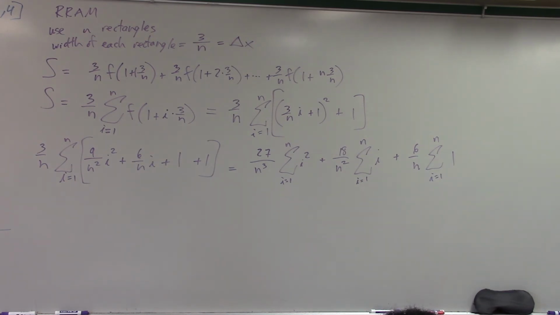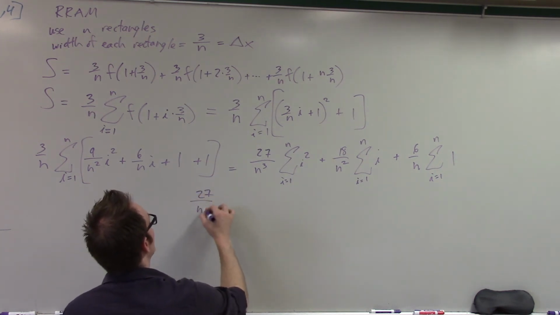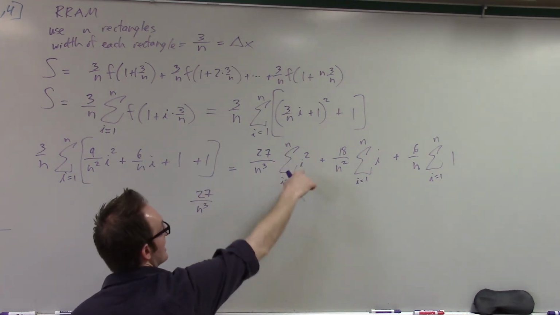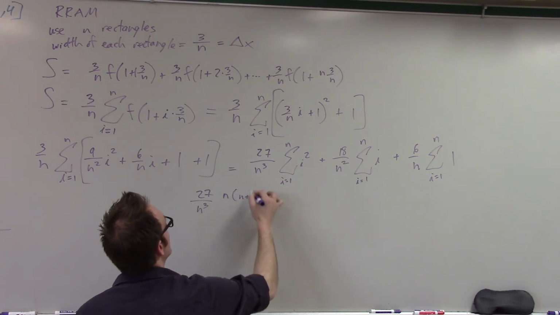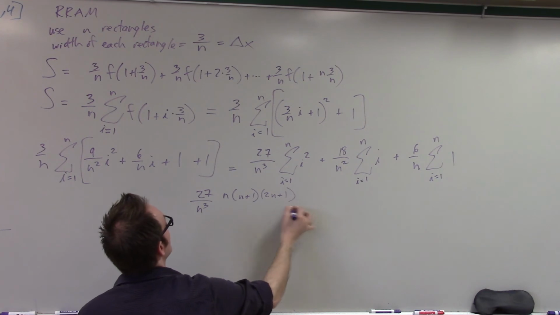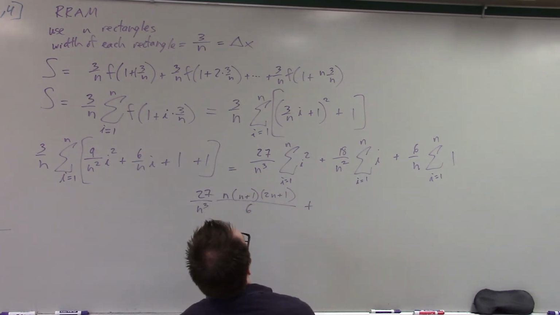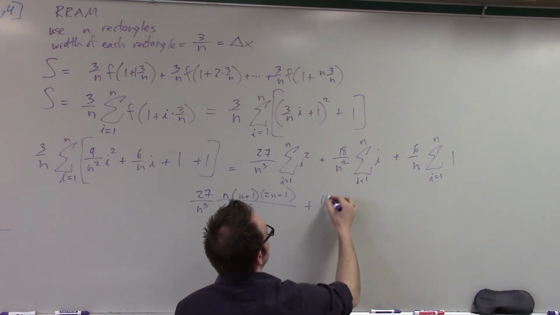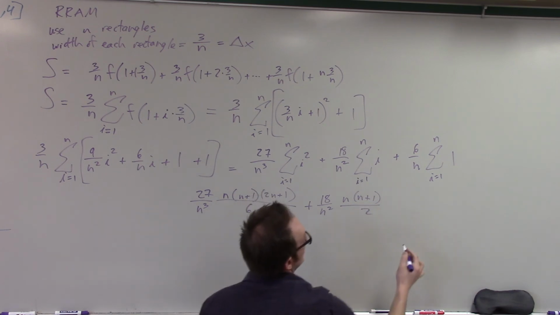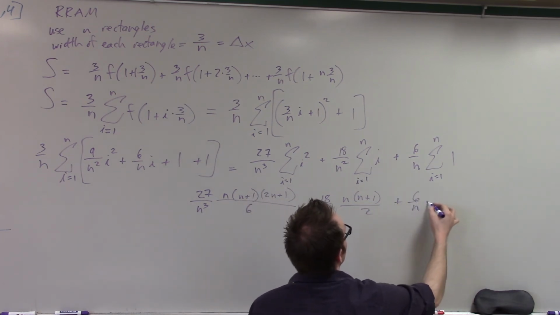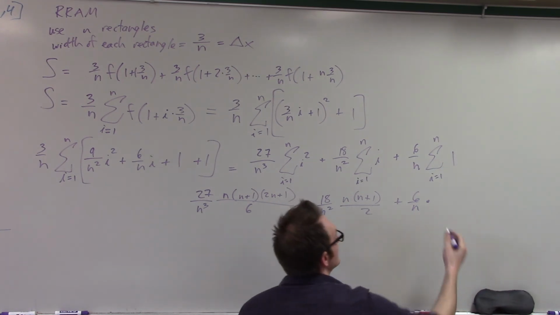Okay, now I'm going to apply these formulas. This is 27 over n cubed. What's the sum from i equals 1 to n of i squared? It's n times n plus 1 times 2n plus 1 over 6. And this is 18 over n squared times n plus 1 over 2. And this is 6 over n times, what's the sum from i equals 1 to n of 1? Just 1 plus 1 plus 1 plus 1, n times, so it's n.